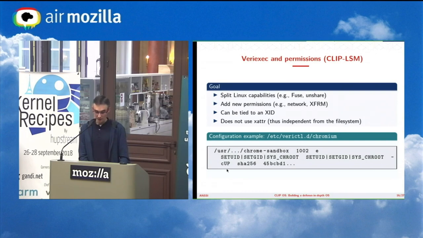We also have here the CLIP-specific permissions. The first one, C, is for network connection. The second one, U, is for the unshare syscall, so we want this process to be able to create new namespaces. And the third one is the ability to access file descriptors through the proc file system. And finally, we have a checksum which identifies the content of the file.